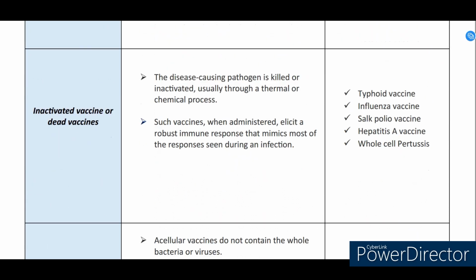Next is inactivated vaccine or dead vaccine, where the disease causing pathogen is killed or inactivated, usually through a thermal or chemical process. Such vaccines, when administered, elicit a robust immune response that mimics most of the responses seen during an infection. Examples include typhoid vaccine, influenza vaccine, Salk polio vaccine, hepatitis A, and whole cell pertussis.